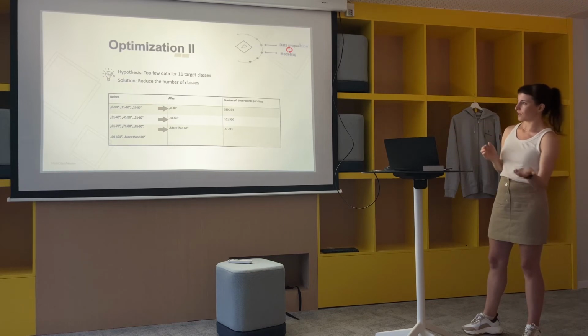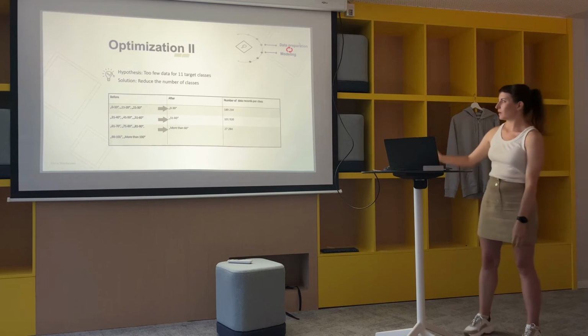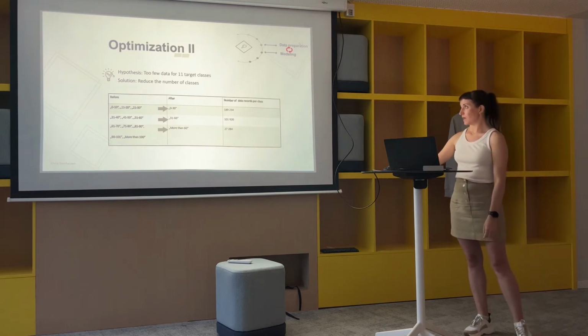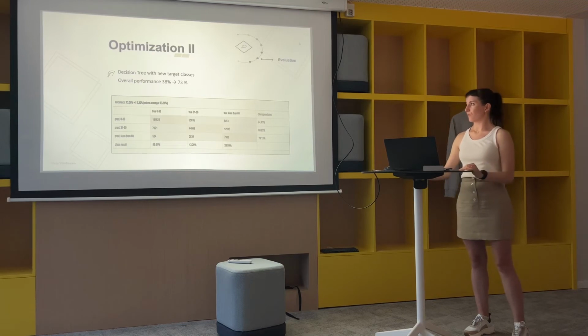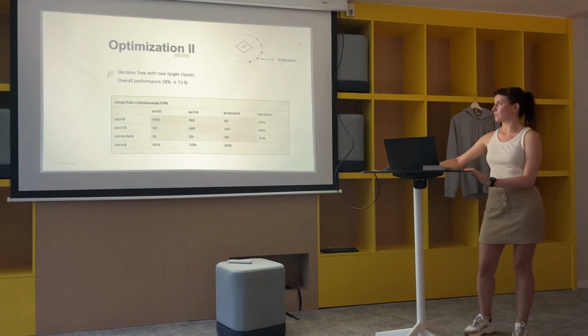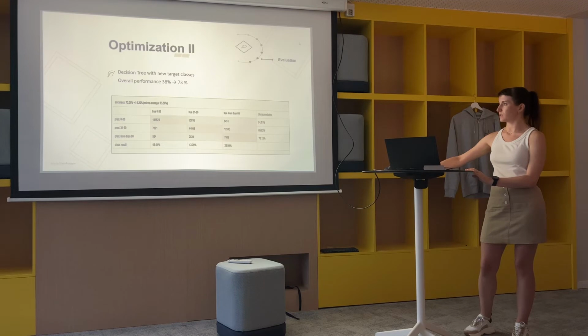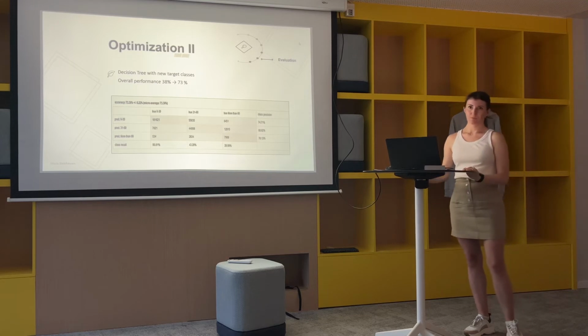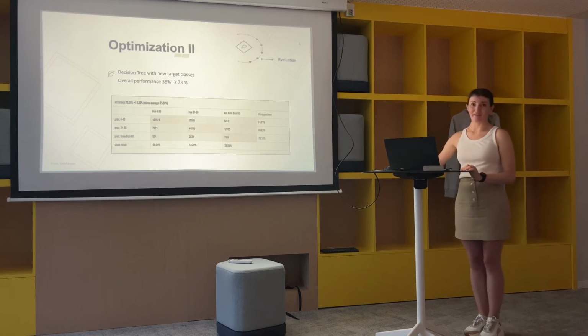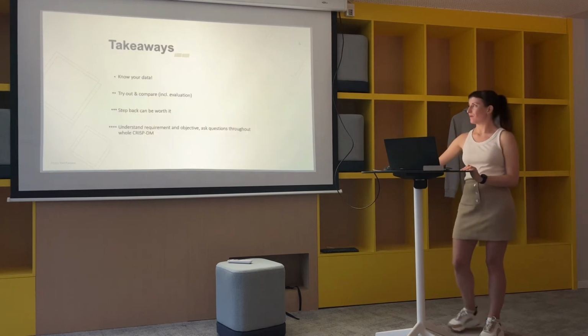So the classes on the left side are substituted to the classes in the middle. And the results were very good for it. The overall performance increased from 38% to 73% by applying decision trees. So I achieved my goal, and now I have some takeaways that I think could help.